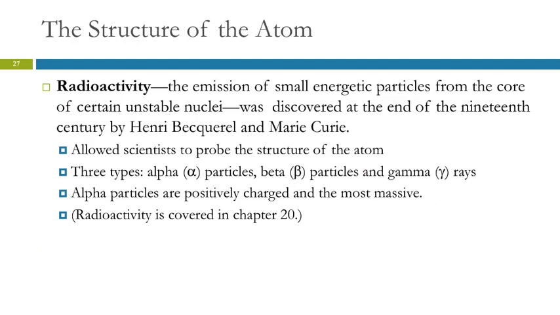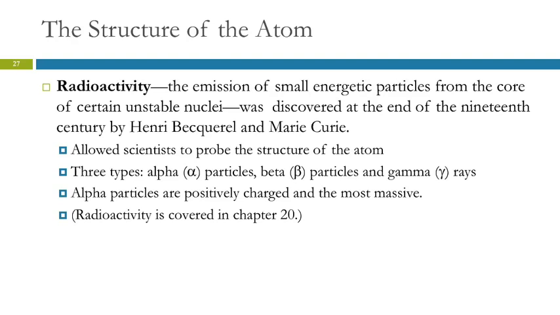So now we have to introduce one little thing before we can go on. Radioactivity. So we've all heard of this, right? Radioactivity is covered in this chemistry sequence in chapter 20, which comes up in Chem 1B. We have to know a tiny bit here. So radioactivity is the emission of small and energetic particles from the nucleus of an unstable atom. It was discovered at the end of the 19th century by Henri Becquerel and Marie Curie. You've probably heard of her.